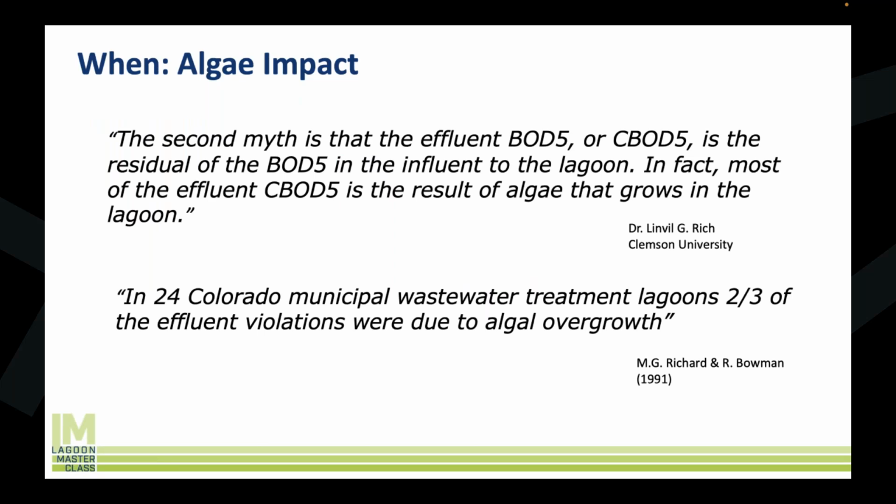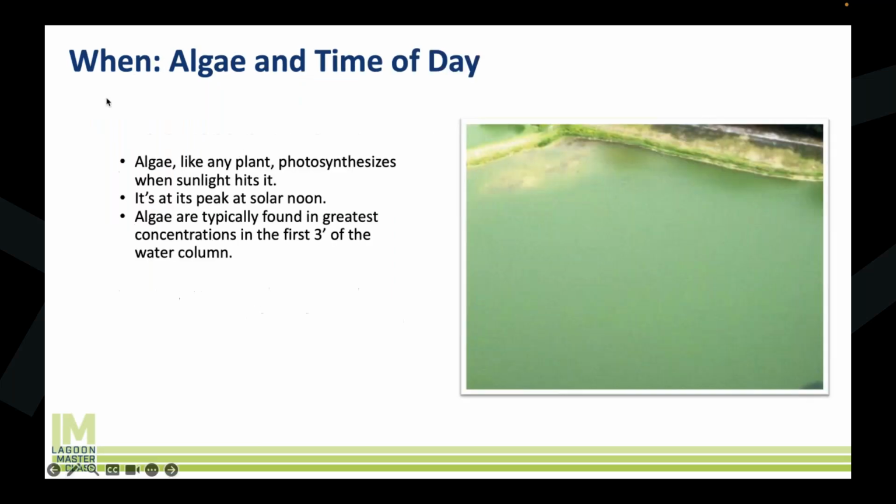So that's the issue. To back this up, in a study of 24 Colorado municipal wastewater lagoons, it was found that 2/3 of their effluent violations were due to algae growth, not due to the fact that they weren't treating the influent actual BOD and TSS that was coming in. So algae plays a huge role in terms of what you're seeing on the back end of your system and what BOD and TSS you're seeing coming out of the plant.